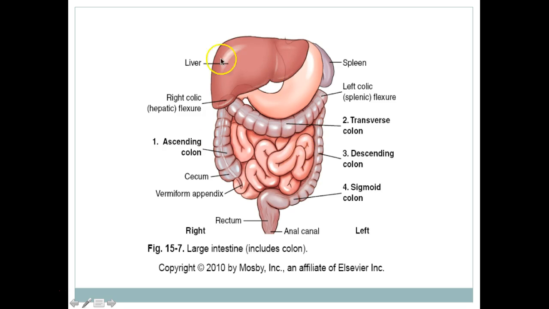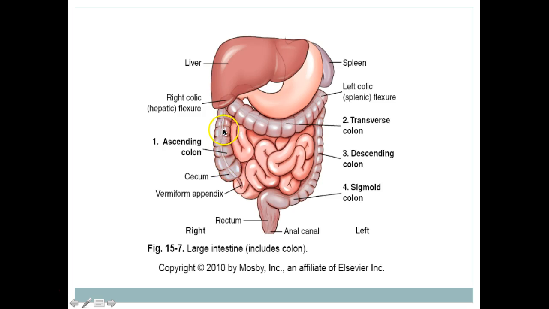Looking here, you have your liver right here across the top and your spleen. This is your stomach right here. So we're going to start at the small bowel. It comes in from the ileum into the cecum through the ileocecal valve. Here's your vermiform appendix. So you have your cecum with your vermiform appendix coming off it.